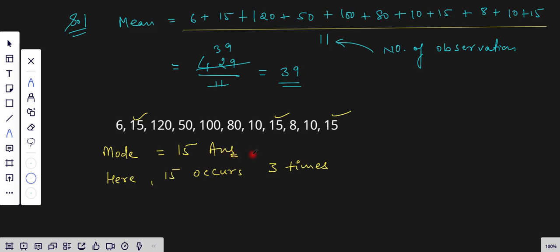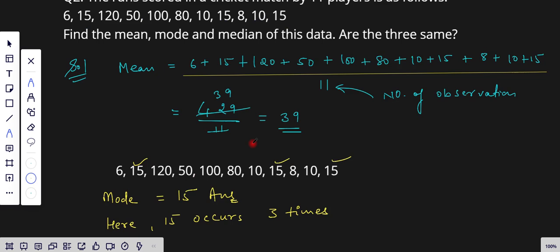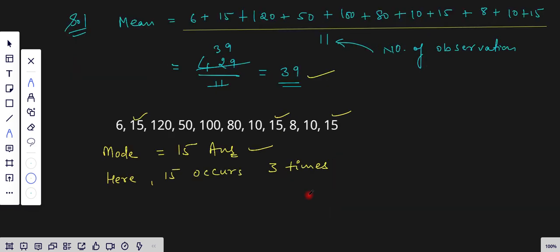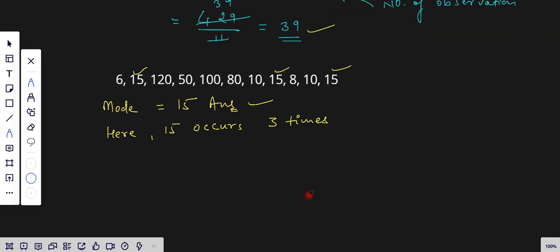Okay, so here in this question you need to calculate three values. First you need to calculate mean, that is equal to 39. Then you need to calculate mode, which is equal to 15, and then last you need to calculate the median. And I have already told you for median you need to arrange the data either in ascending or in descending order. So please note these things down fast, then I'll explain how to calculate the median.